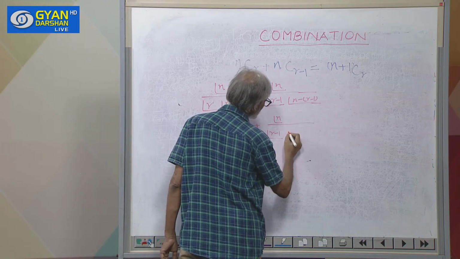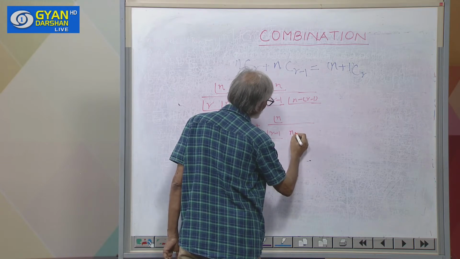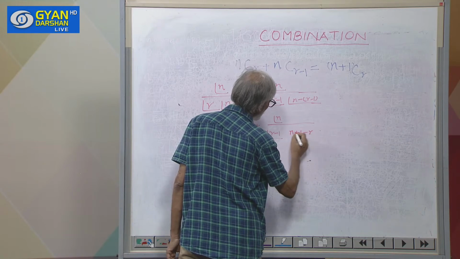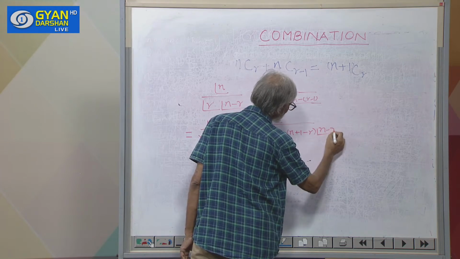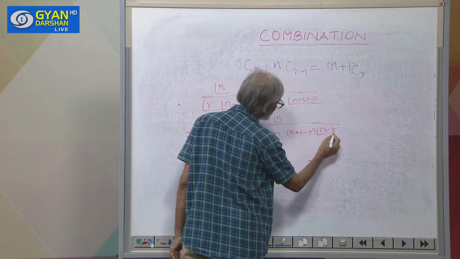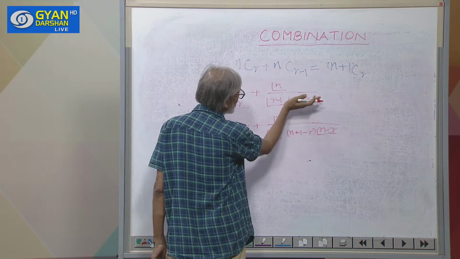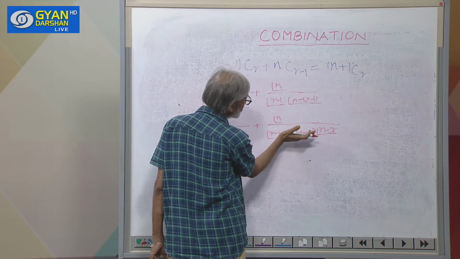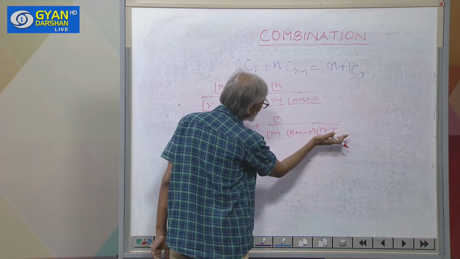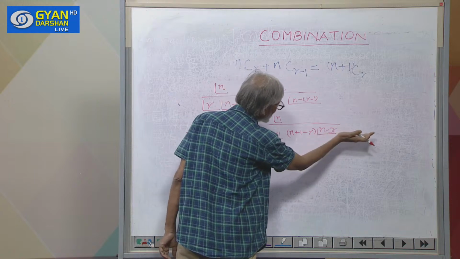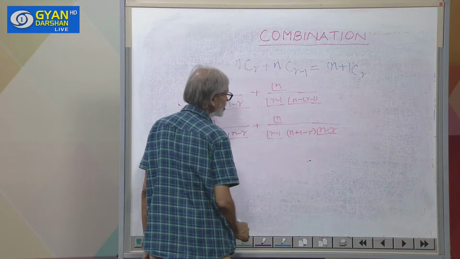So, I can write it as factorial n plus 1 minus r, which is n plus 1 minus r multiplied by factorial n minus r. You see, this is the property of factorial, because factorial n plus 1 minus r will be equal to n plus 1 minus r multiplied by n minus r multiplied by n minus r minus 1, and so on. So, I can write it as factorial n minus r.